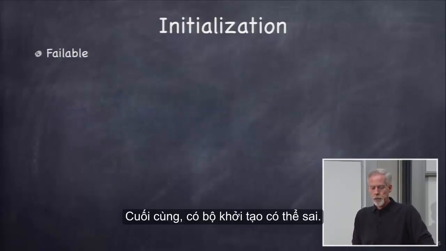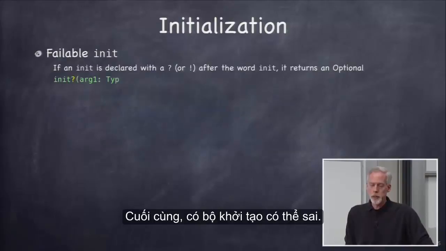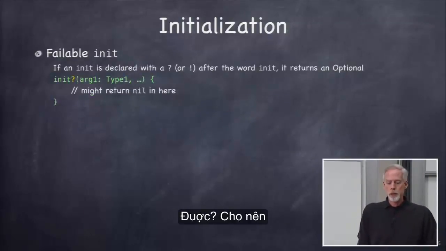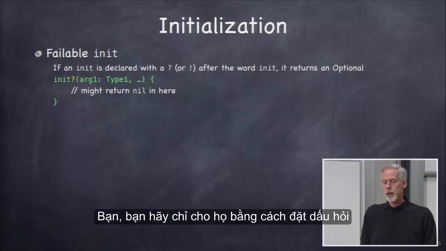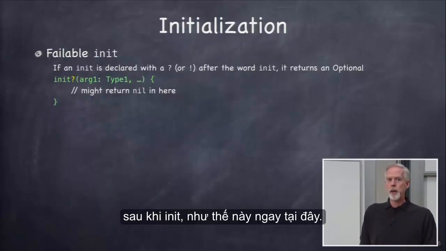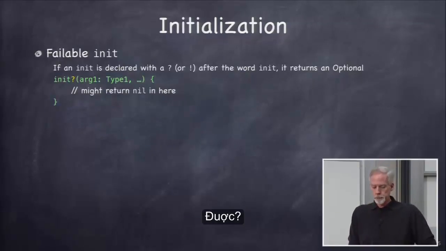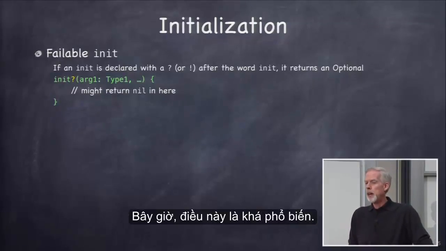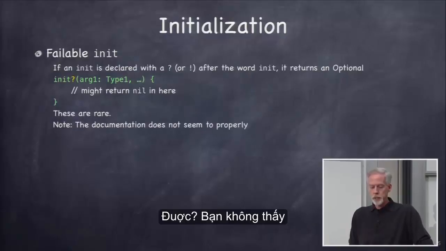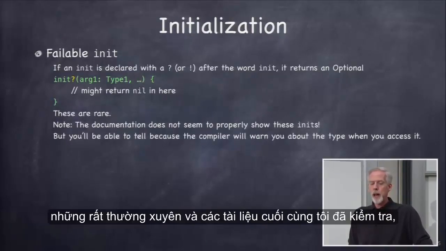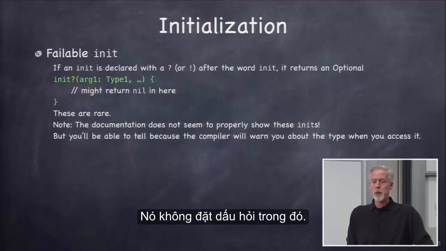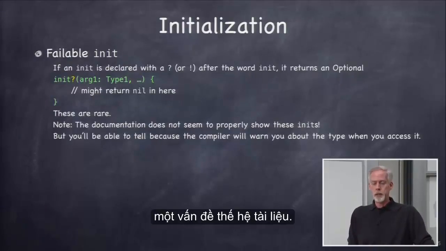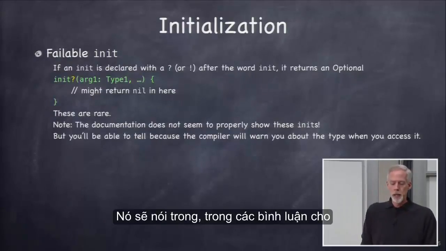Finally, there's failable initializers. So some initializers are allowed to fail and return nil. You designate them by putting a question mark after the init like this right here. Now this is pretty uncommon. You don't see this very often. And the documentation, last I checked, doesn't really show this very well. It doesn't put the question mark in there. I think it's just a documentation generation problem.